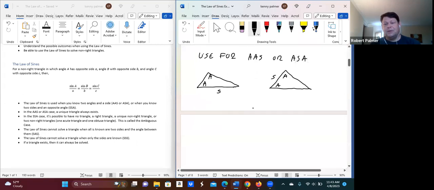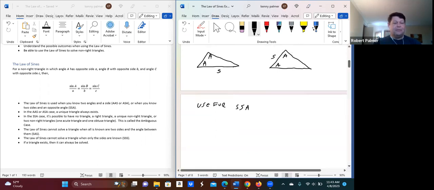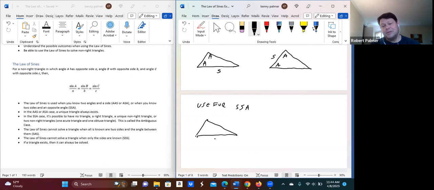Now, we can also use it for what's called side angle, although there's some circumstances I have to be careful about. What we mean by side angle is if we know two sides, let's say I know this side, and an opposite angle. Two sides and an opposite angle. So I know, for example, these two sides, I have to know one of their opposite angles. It could be either this angle here or this angle here. Let's say it's this one. That will work. But it has to be an opposite angle of one of those sides.